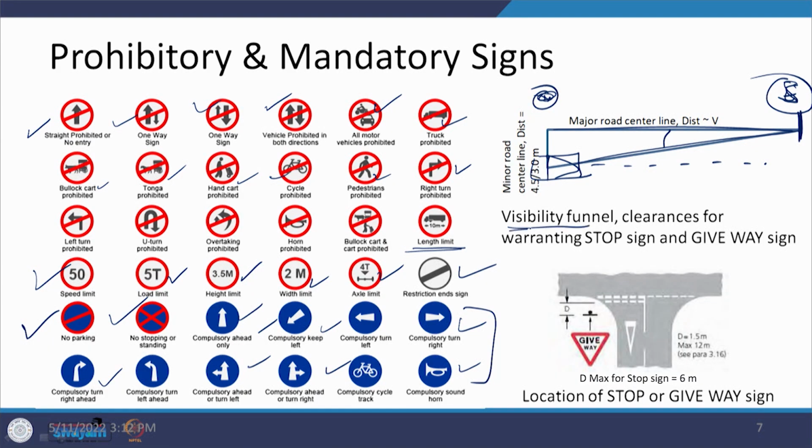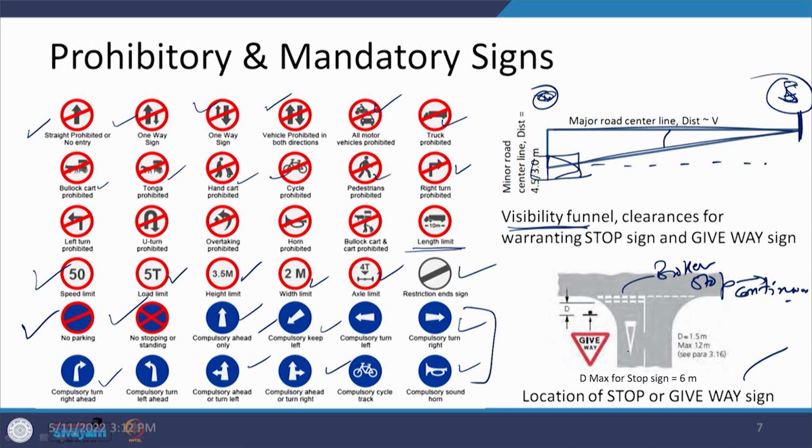So, what we are talking about here is a visibility funnel and the clearances which need to be there in that funnel. Now, another thing is how we are going to define the location for a stop or a give way sign. The conditions are similar. This one is basically for give way, that is why it is shown as a broken line, but if it is a stop then it will be a continuous line. It can be a single line or a set of two lines placed parallel to each other, 100 mm with a 100 mm gap or something like that, which we have discussed previously.